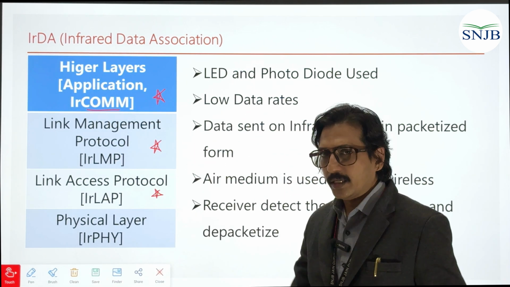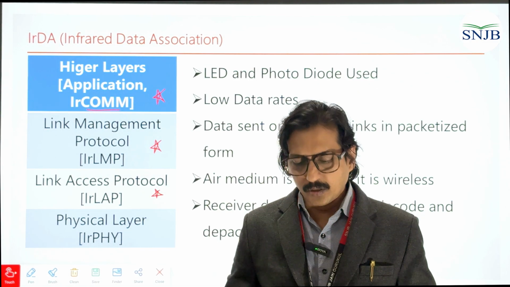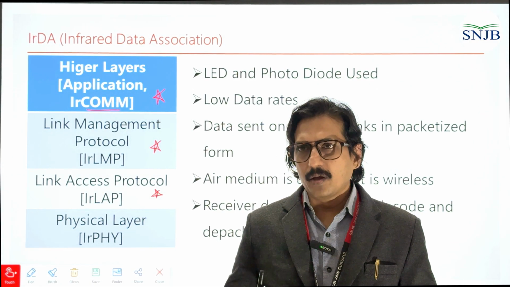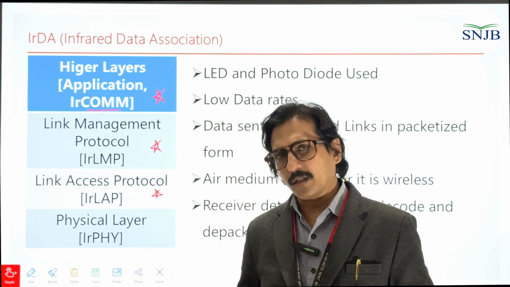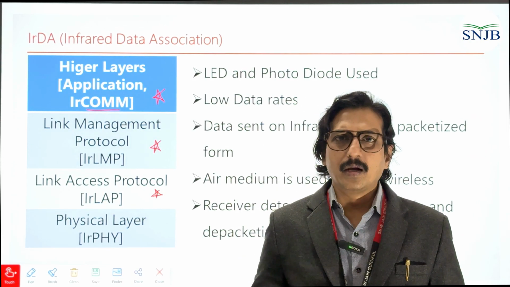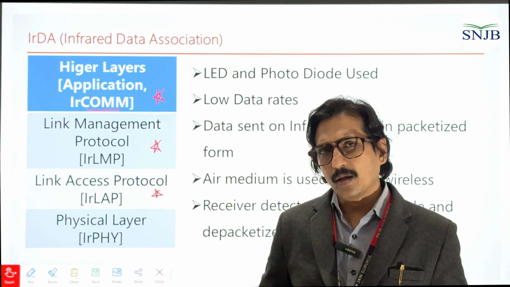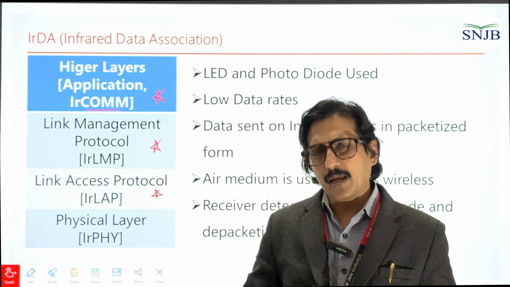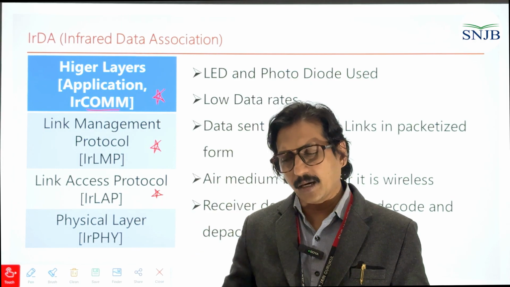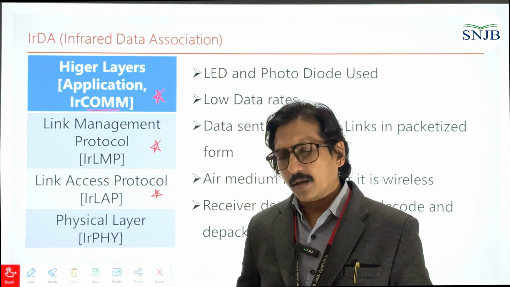If you compare these four layers with our computer networks, it is having 7 layers. Computer network having 7 layers: physical layer, data link layer, then transport layer, session layer, application layer, presentation layer. So these are the layers related to the computer networks.